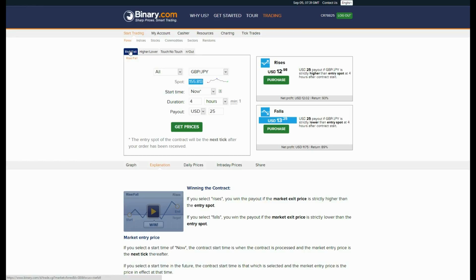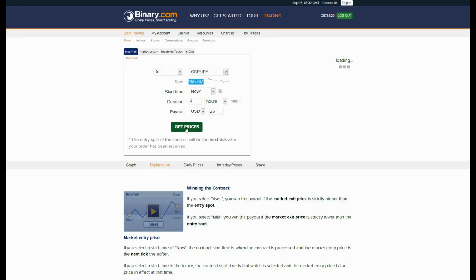For example, let's say we think the British pound will rise against the Japanese yen in the next 4 hours. We select GBP JPY with a start time of now and a duration of 4 hours. Let's input a payout of $25 as this is how much we want to win, and we click on Get Prices.